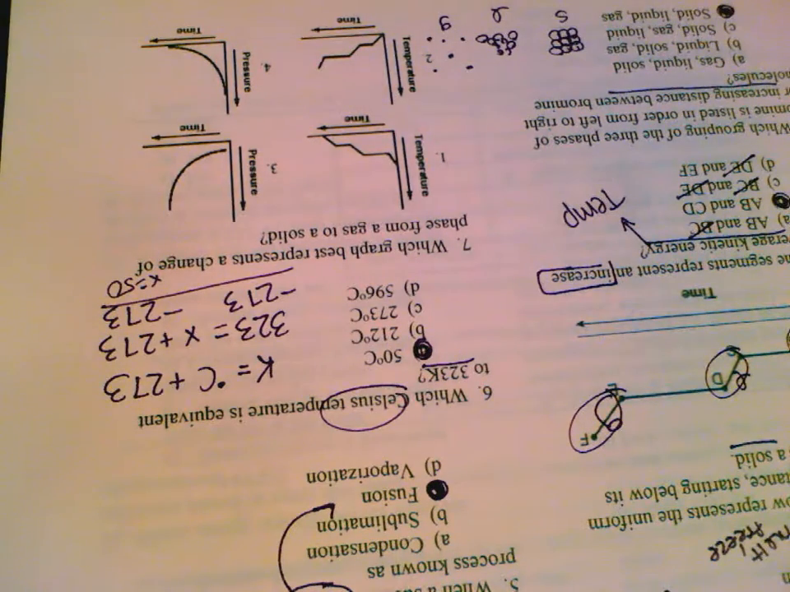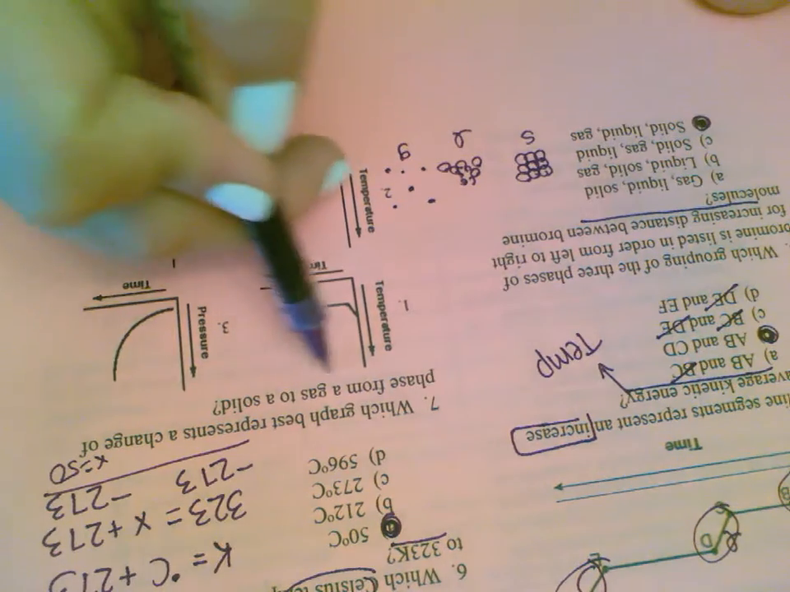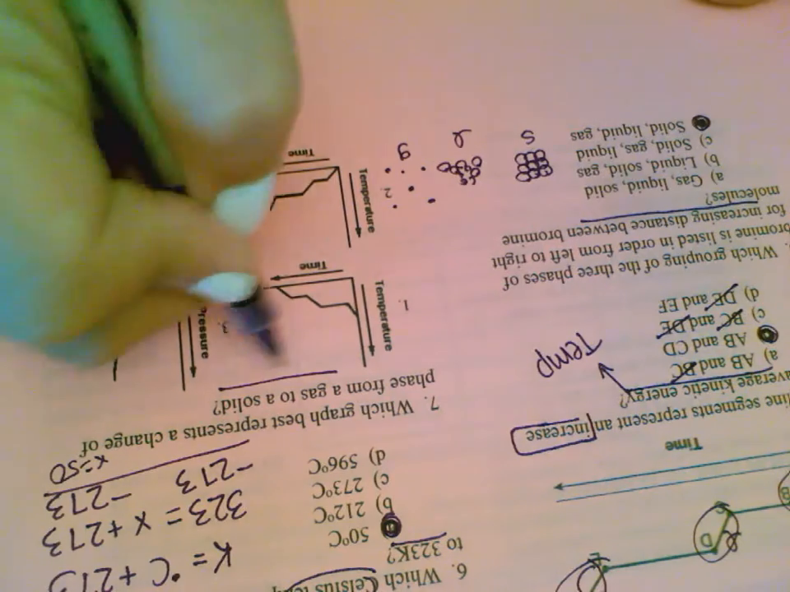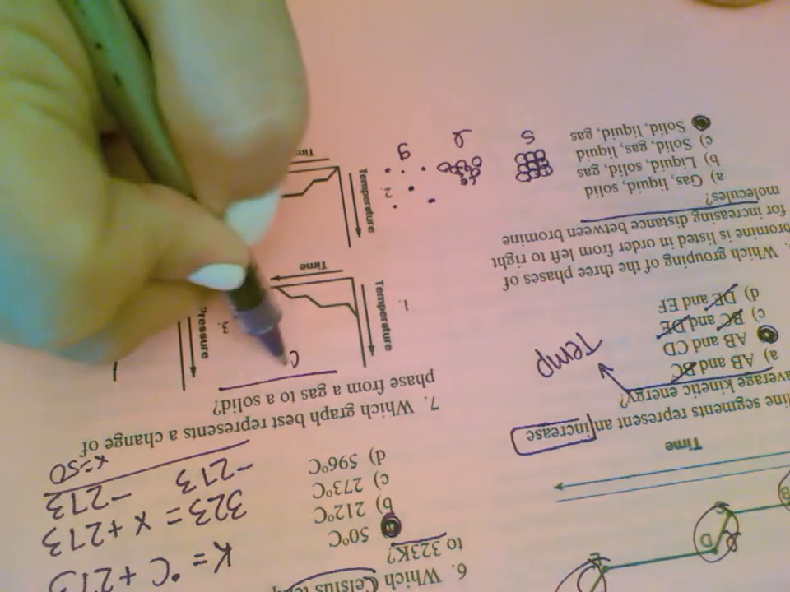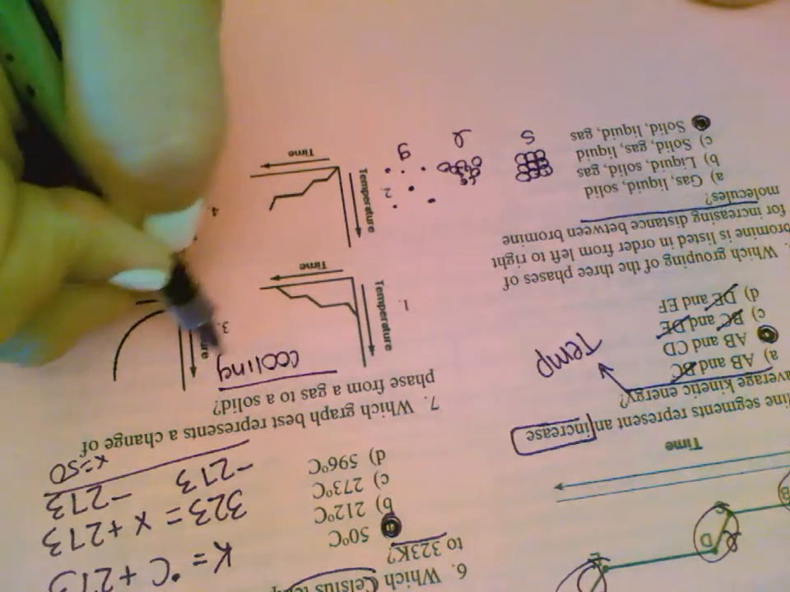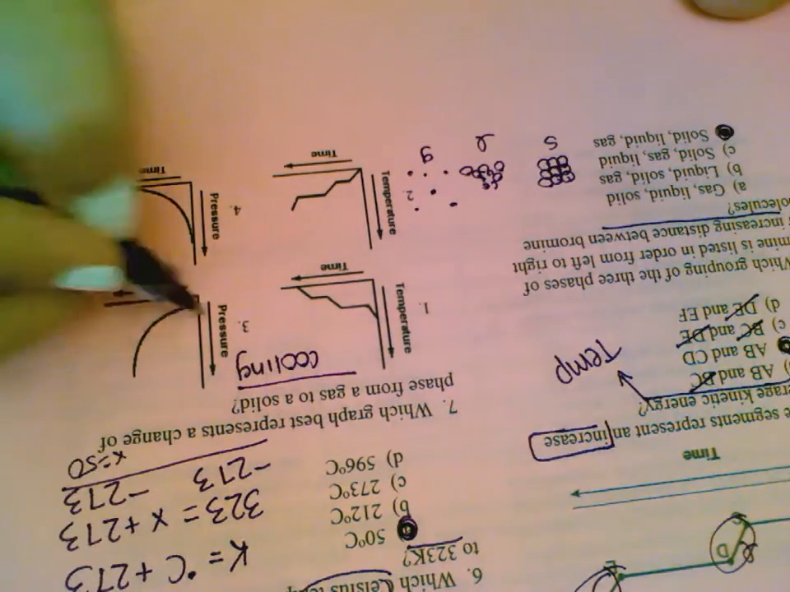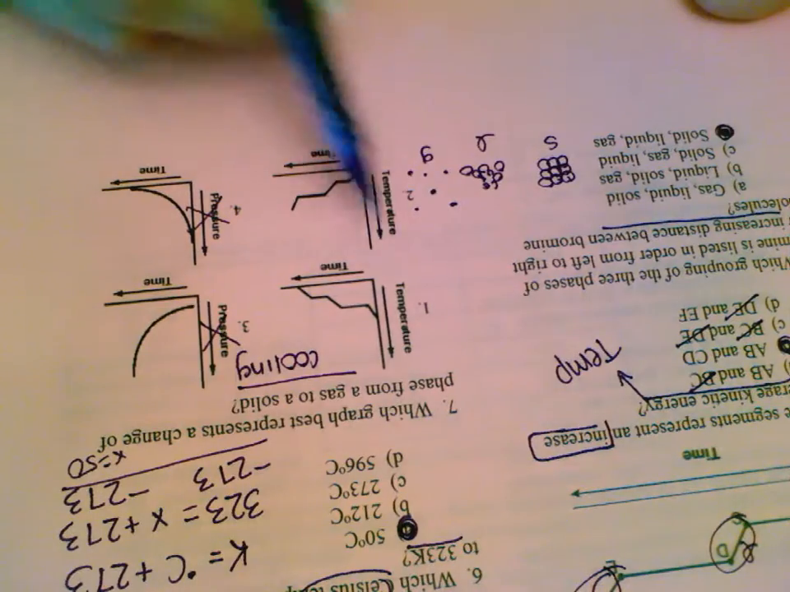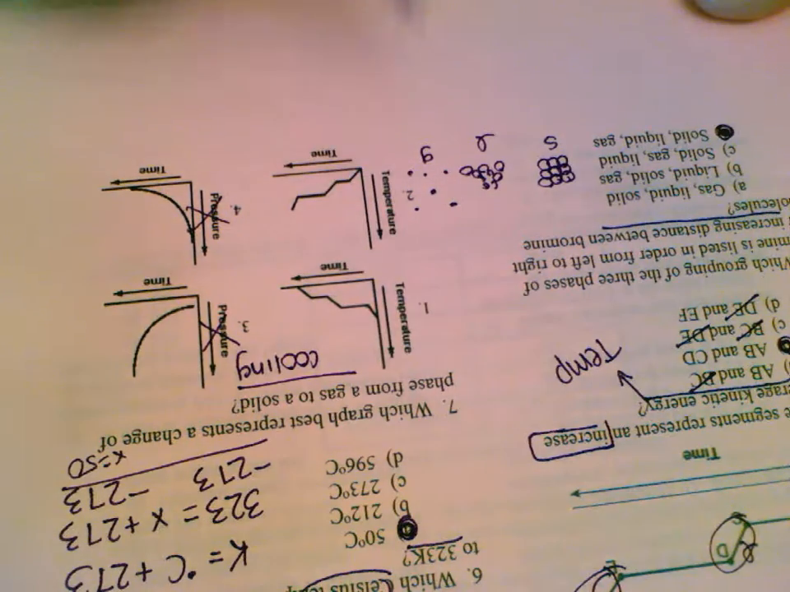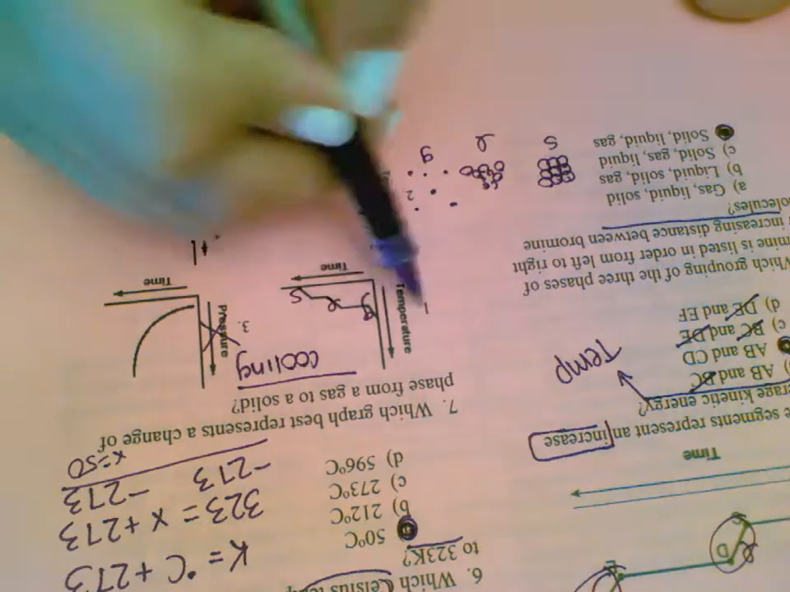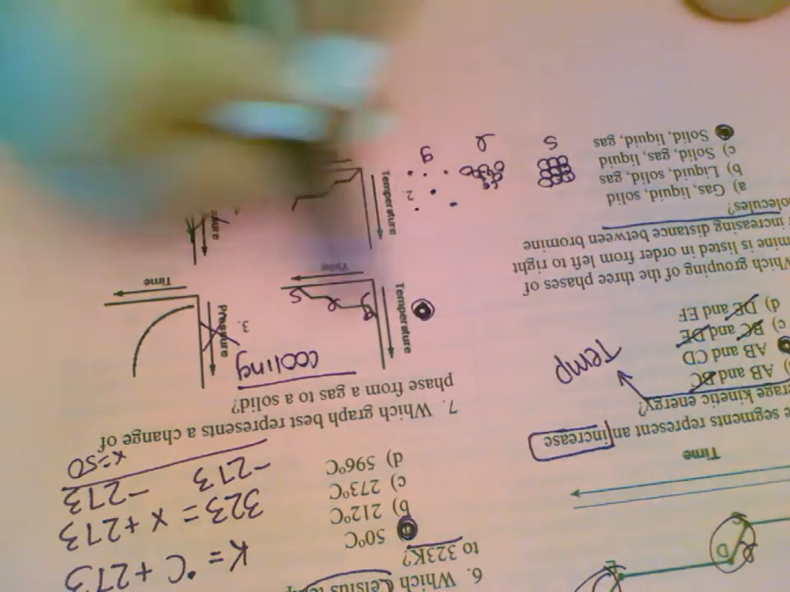I'm going to get that 323 again. 7, which graph represents a change of phase from gas to solid? Well, if I go from gas to solid, I'm cooling. So I want to look at a cooling diagram. It's not going to be pressure and time. I don't like pressure. I'm not talking about that, but I am talking about temperature. So if I go from a gas to solid and I'm cooling, gas, liquid, solid, I like choice 1. Cooling heating curve.